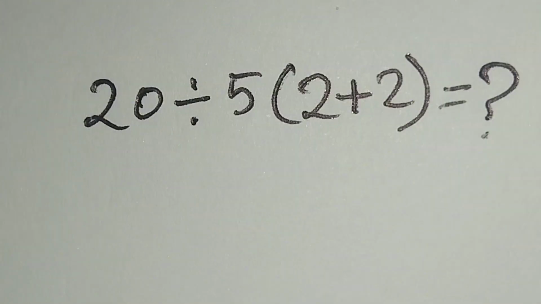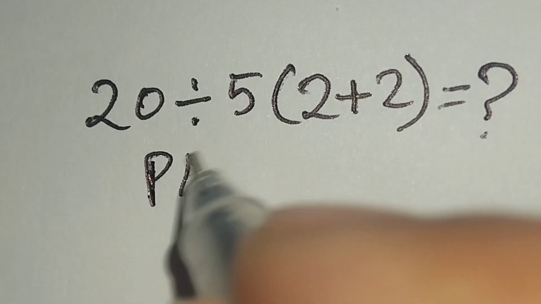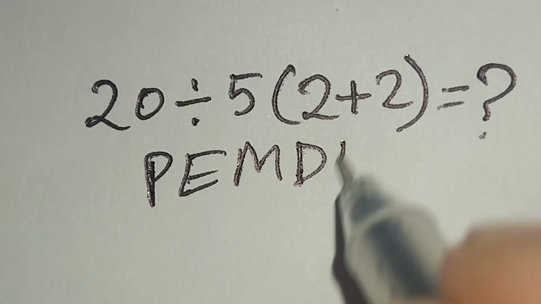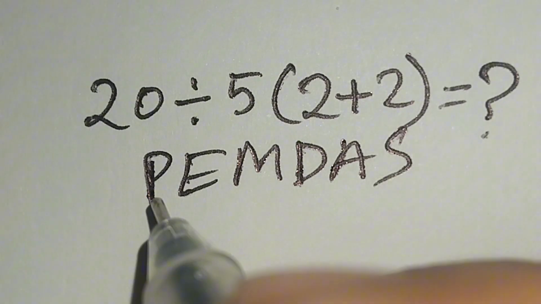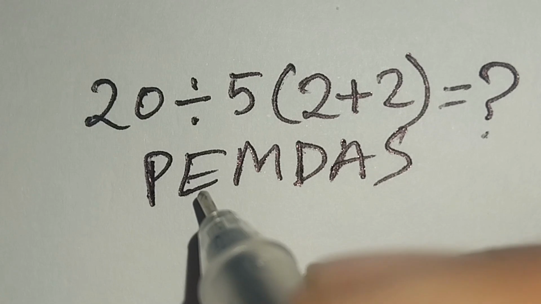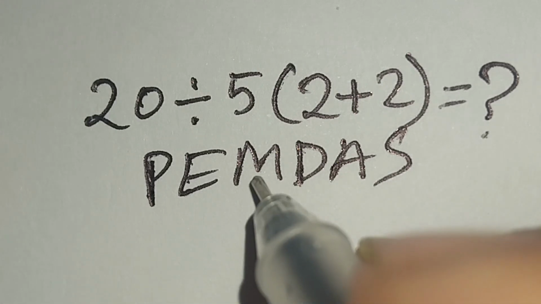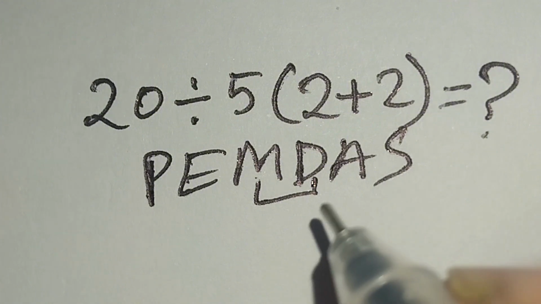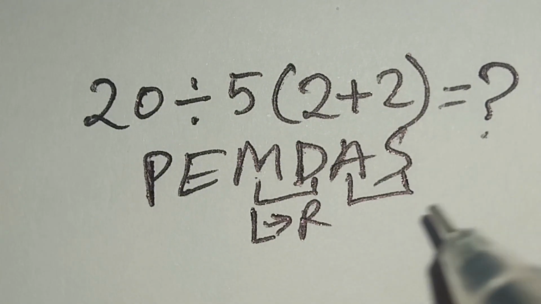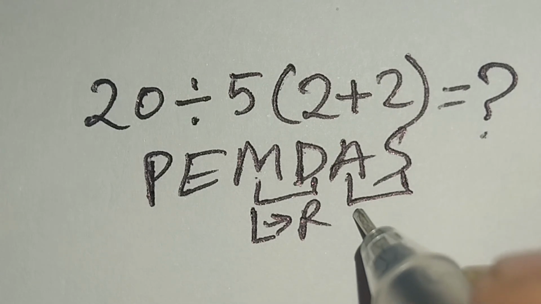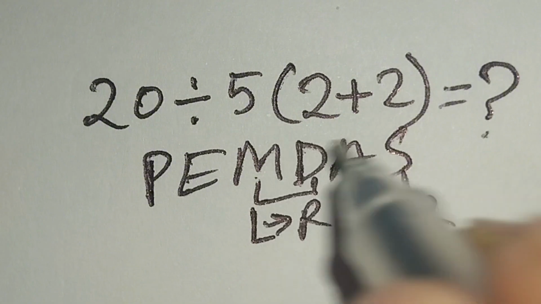Now I will apply PEMDAS rule to solve this math correctly. PEMDAS. According to PEMDAS rule, at first we have to work with parentheses, then exponent, then multiplication or division, then addition or subtraction. Remember, multiplication and division have same priority. For this we have to work left to right, and addition and subtraction have same priority. For this we have to work left to right also. Therefore at first we have to work with this parenthesis.